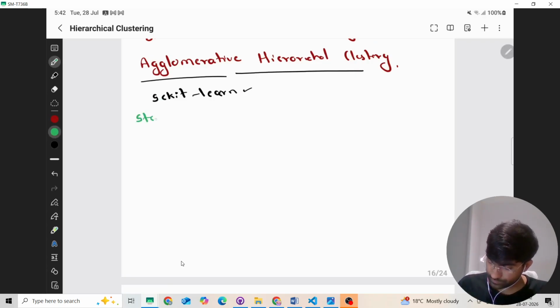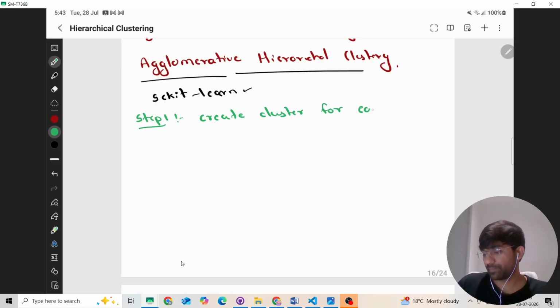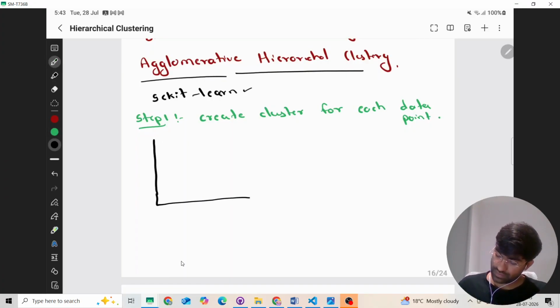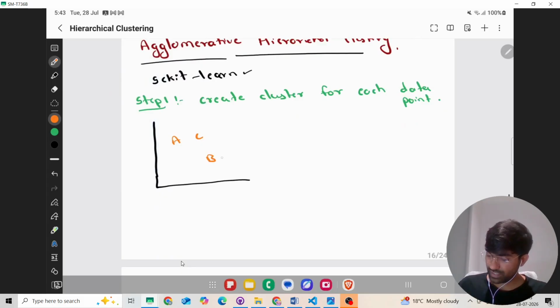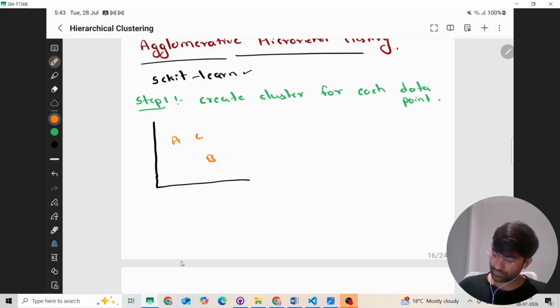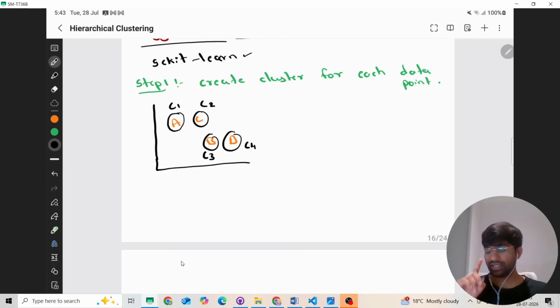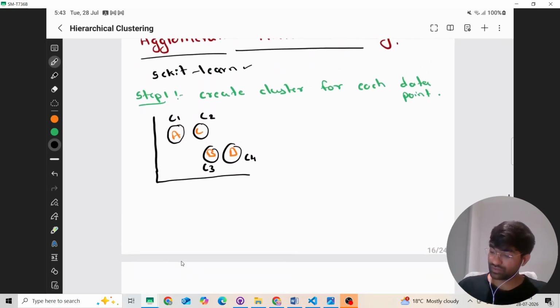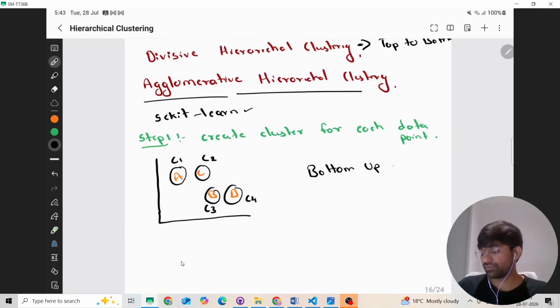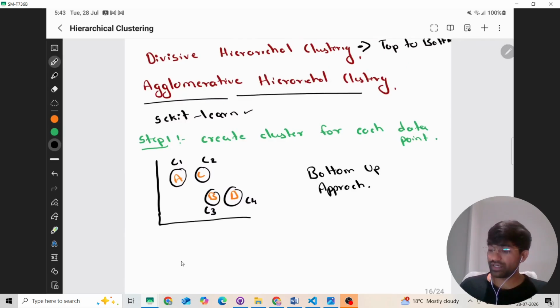Step 1, create a cluster for each data point. I mean, consider we have 4 data points: A, C, B, and D. So for each data point, it will create a cluster. For A, it is cluster 1. For C, it is cluster 2. For B, it is cluster 3. For D, it is cluster 4. For every data point, it will create one cluster because it is a bottom up approach. We start from scratch.